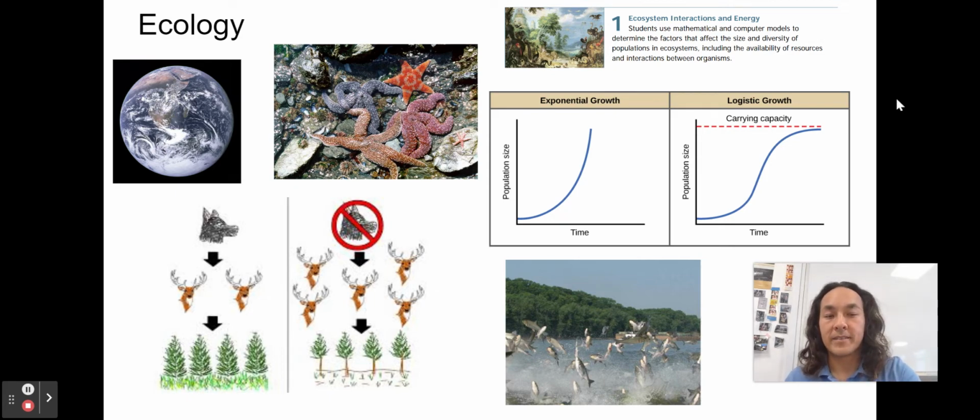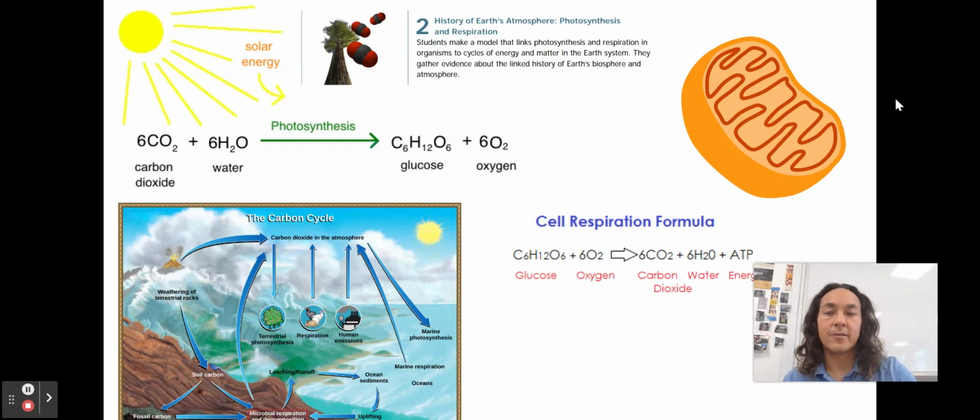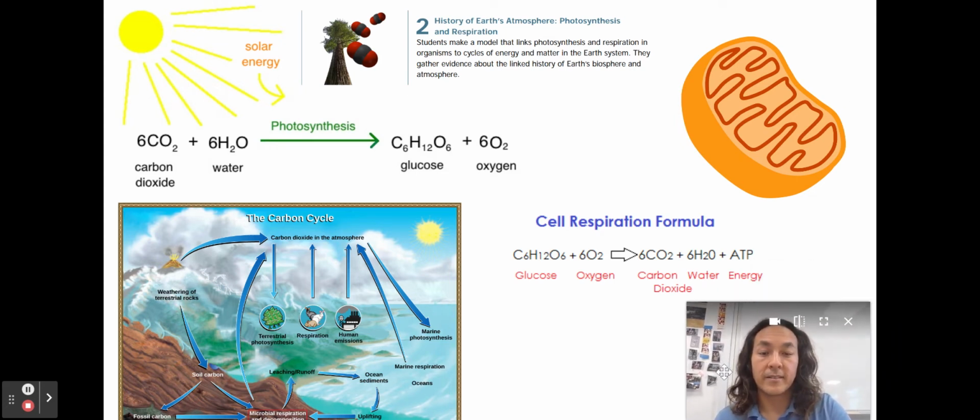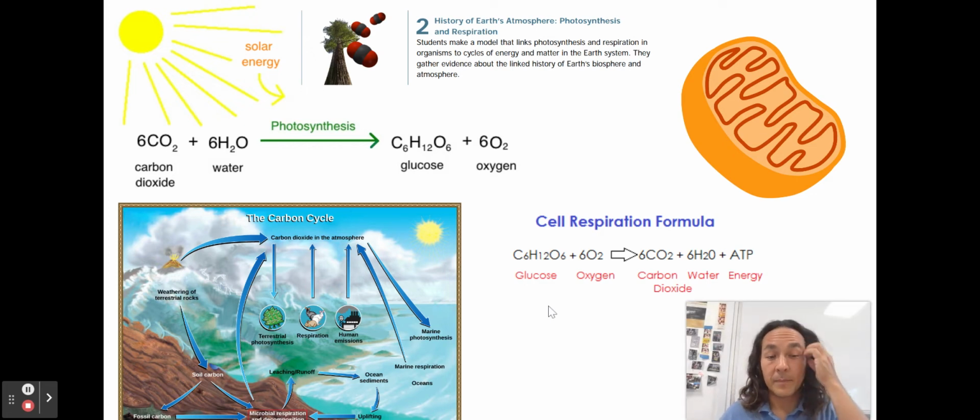And how does carbon move? Carbon is the big one. That will tie us into our next unit of photosynthesis and cellular respiration. So we've gone from a big picture of ecology and ecosystems to zooming down to how carbon moves around. And this gets us to a fundamental relationship in biology: the products of photosynthesis are the inputs for cellular respiration, and the products of cellular respiration are the inputs for photosynthesis.